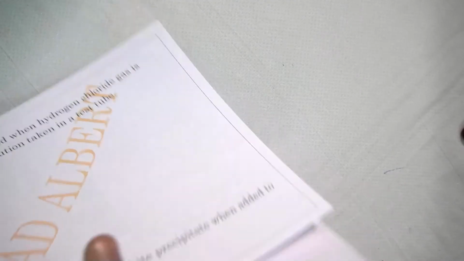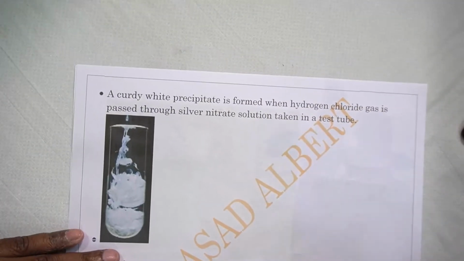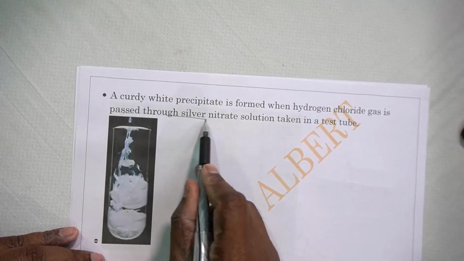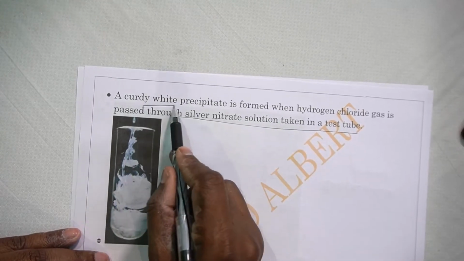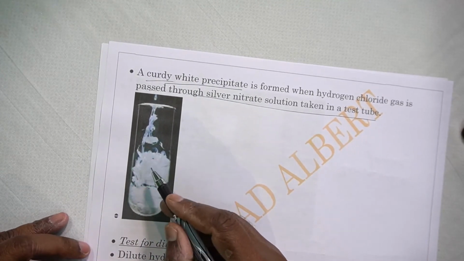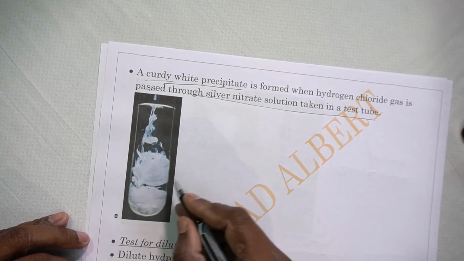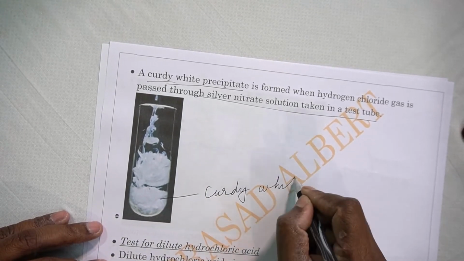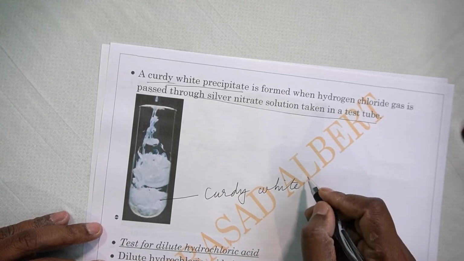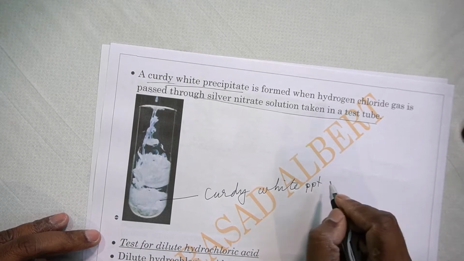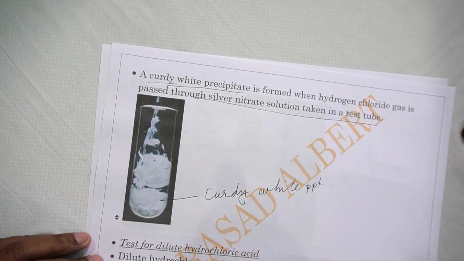Another test for hydrogen chloride is when you pass hydrogen chloride gas through silver nitrate solution, you get a curdy white precipitate. Curdy white, you can see in the test tube, the hydrogen chloride gas passed, what you get is a curdy white precipitate. So this will again show the presence of hydrogen chloride. Hydrogen chloride passed through silver nitrate solution.